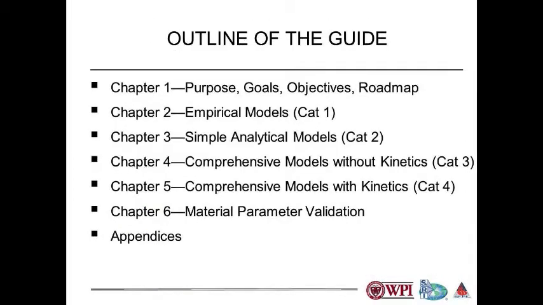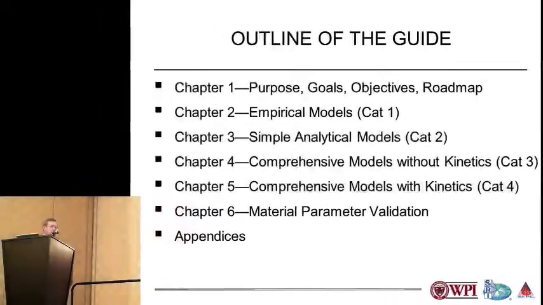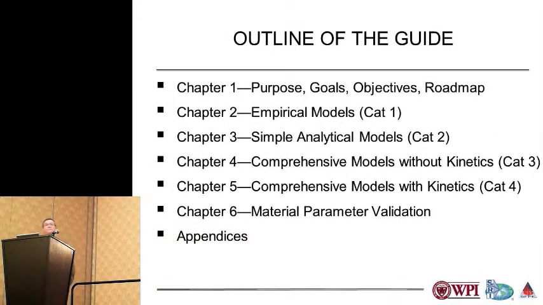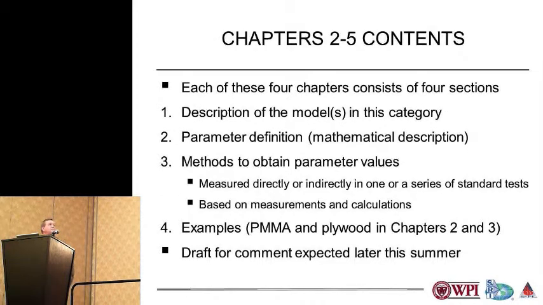So this is the outline of the guide. Most of it is in chapters 2 to 5, which explains for these 4 different categories of models how you go about it. As you see on the next slide, there is a description of the model, how the parameters are defined, how the parameters can be obtained, either through direct or indirect measurements or measurements in combination with calculations, and then some examples for PMMA and plywood in chapters 2 and 3, and then the other 3 materials, PMMA, cardboard, and FRP in 4 and 5.